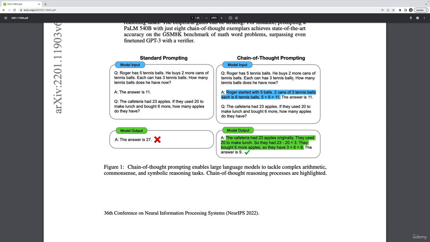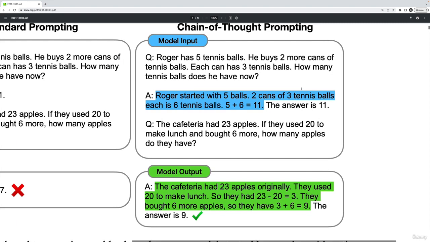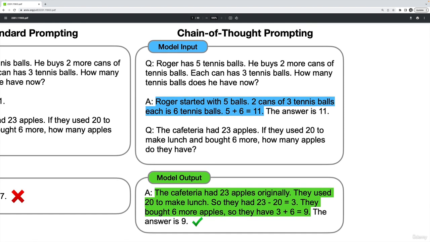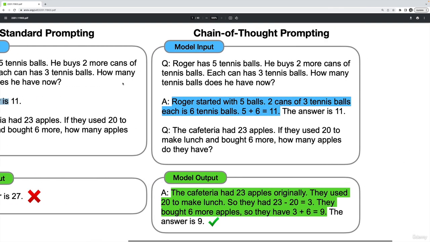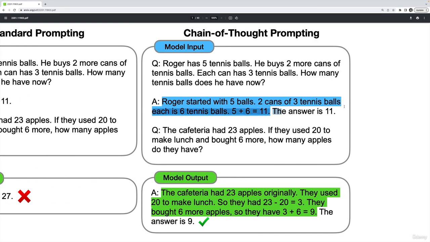But then in this chain of thought version over here, let's see if I can zoom in a bit, the prompt is a little different. It starts with a question and then an answer. So this is a one-shot prompt, right? There's an example. Here's a question, here's a corresponding answer. But instead of just saying the answer is 11, the answer now says the answer is 11, but it also has an explanation of the reasoning, step-by-step thought process.